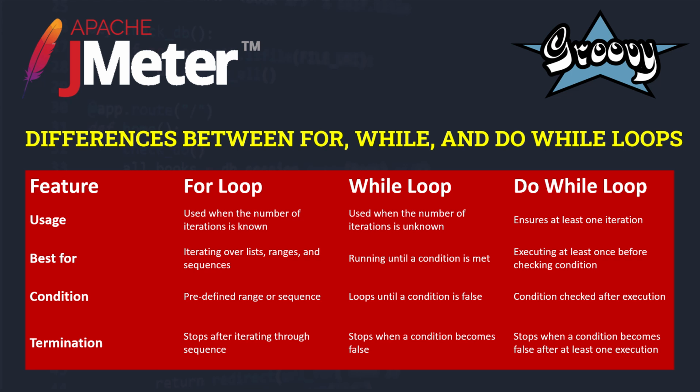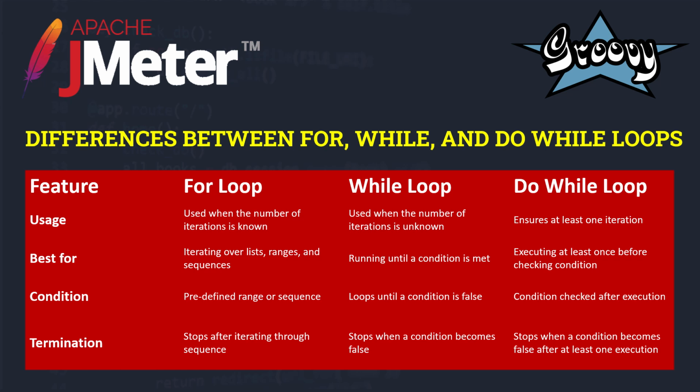So the first thing is when you should use the for loop. You should use the for loop when the number of iterations is known. For example, if you want to run for 10 iterations or 5 iterations. You will be using the while loop when you don't know the number of iterations. And do while ensures that at least one iteration will be executed. The for loop is best for iterating over lists, ranges and sequences.